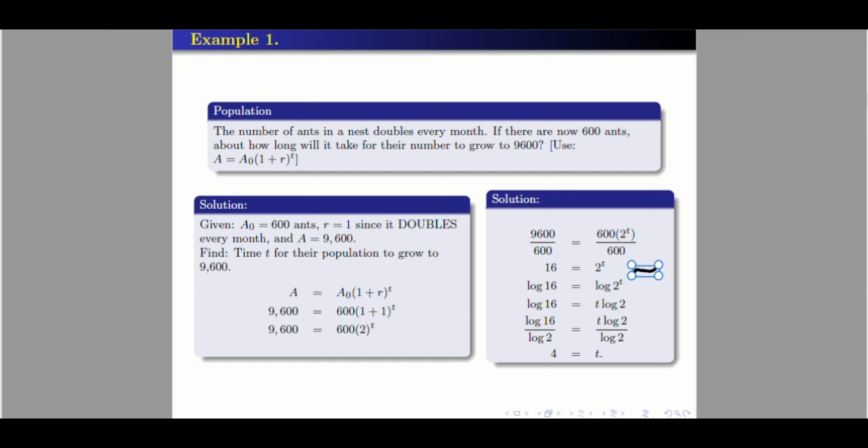Now another solution for this one is using the exponential method. So 16 is equal to 2 raised to t. Take note that 16 can be written as 2 raised to 4. So by one-to-one property for exponents, we have 4 is equal to t, because they have now the same base. The base is 2. So by one-to-one property, their exponents are equal. So the same thing will happen. So 4 months, t is equal to 4.